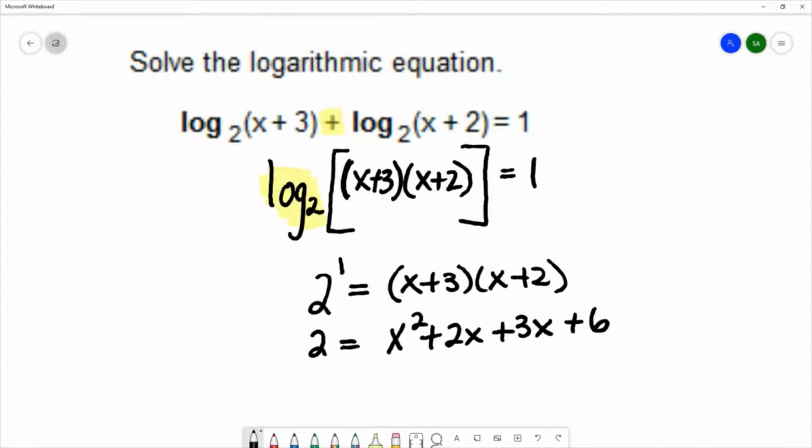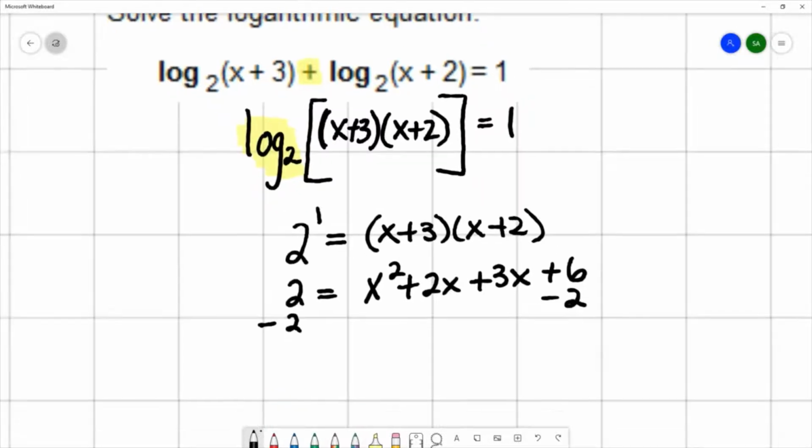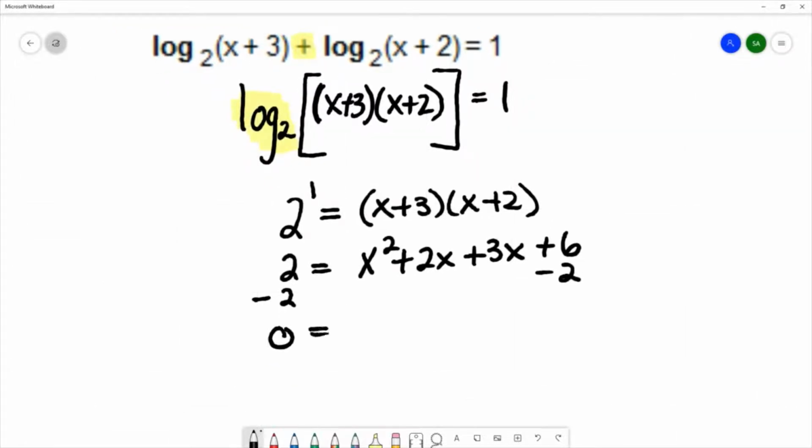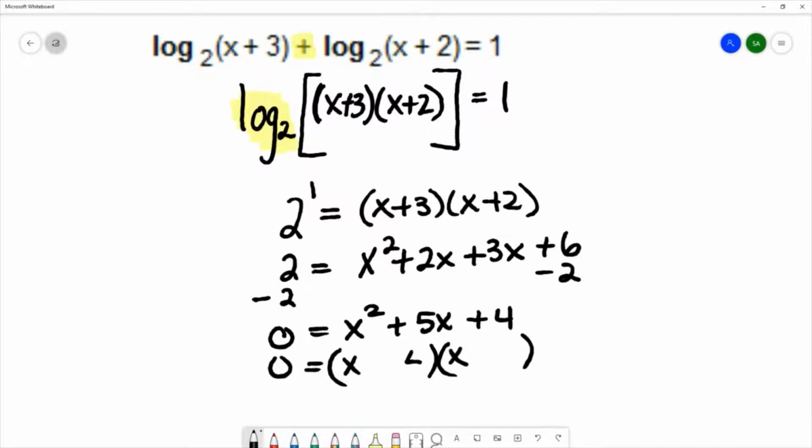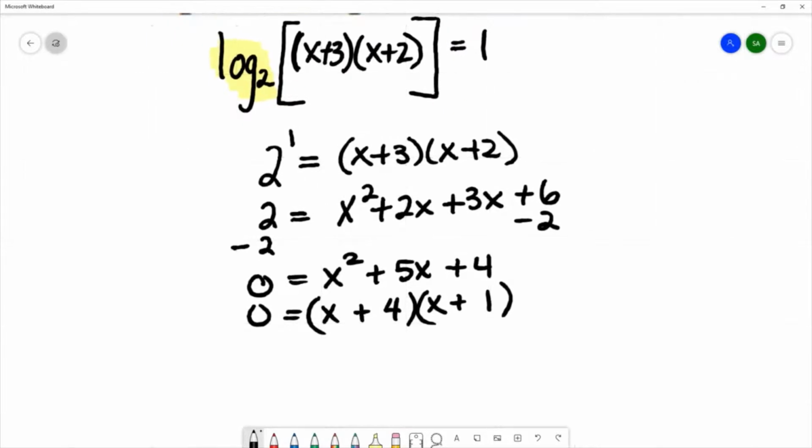I have a quadratic equation. I'm going to move all the terms to the same side, so I'll subtract 2. And I have 0 equals x squared plus 5x plus 4. I can solve this quadratic equation by factoring. Factors to be x and x, 4 and 1, with both pluses. Now that I have it factored, I can set each factor equal to 0 using the zero product property. I have x equals -4 and x equals -1.